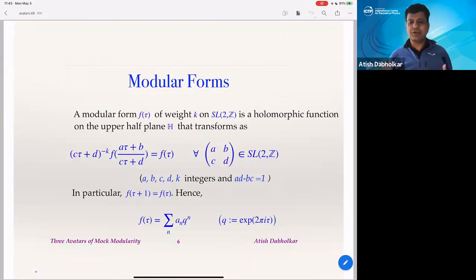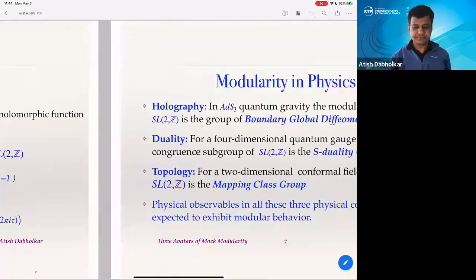So before going to mock modularity, let's first understand modularity, like understanding what it means to be circular. To remind you, a modular form of weight k is a holomorphic function on the upper half plane which is very symmetrical, and it doesn't change under this very large group of transformations, up to some weight factor. Basically, it's a function that is invariant under modular symmetry. In particular, it's invariant under shifts, so you can do a q-expansion and write it in terms of Fourier coefficients a_n q^n.